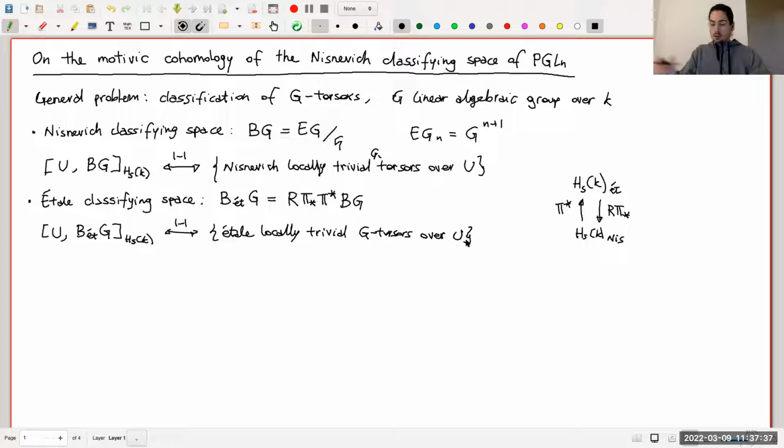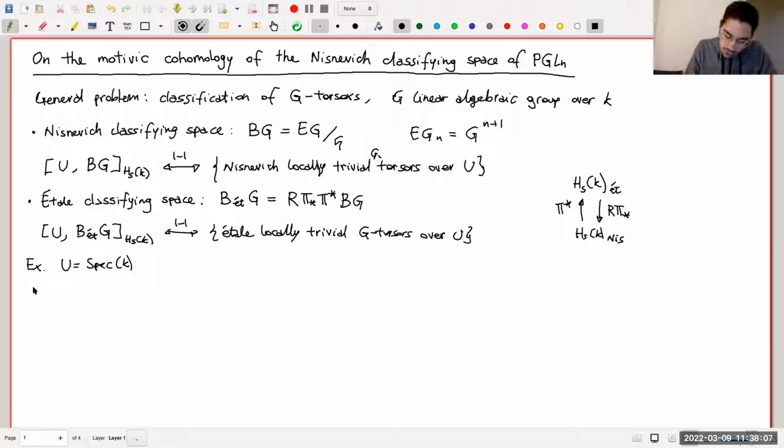Okay. Now let me maybe write some very well-known examples. So let's take the easiest base possible, which is just the spectrum of the base field. Then of course there are no non-trivial Nisnevich locally trivial torsors, so it appears that the Nisnevich classifying space is a bit useless in this situation. But of course, if we consider étale locally trivial torsors, we get many interesting things.